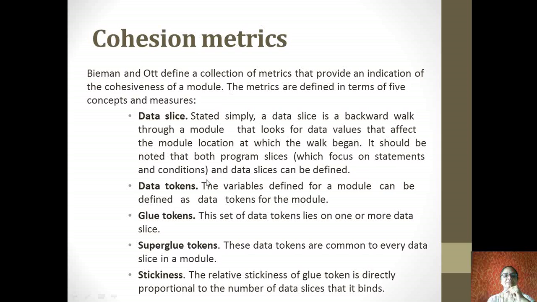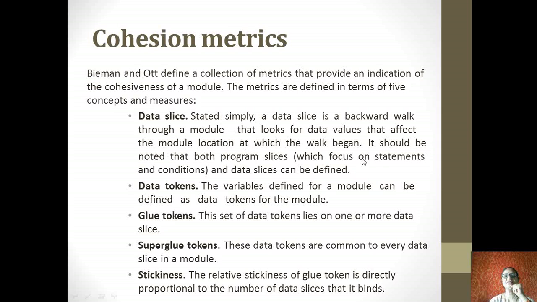Then we talk about the data tokens. The variables defined for a module can be defined as data tokens. Means there is a module, there is a function. Inside the function, what are the different variables we have used to perform the task? Those variables are taken under data tokens. Now glue tokens. This is the set of tokens that lie on one or more data slices. So these are the tokens which are utilized by these data slices.